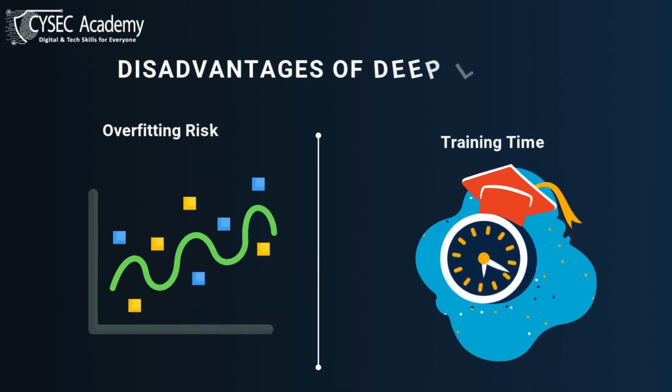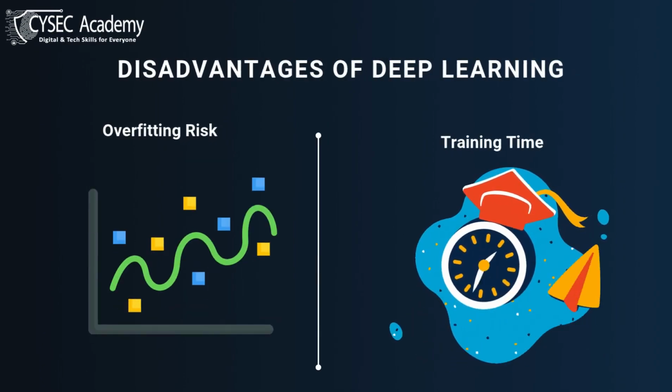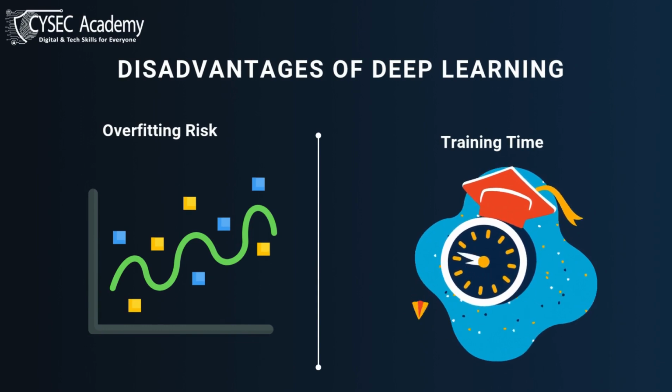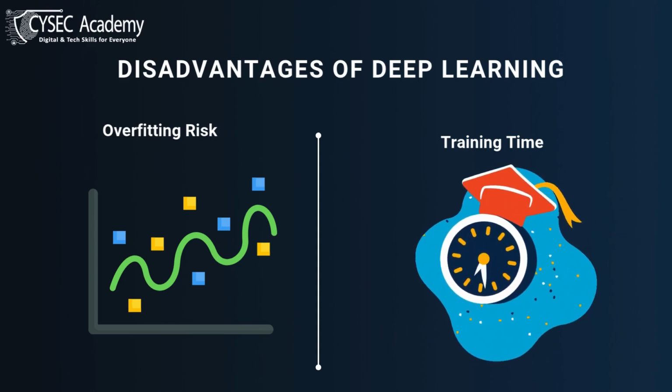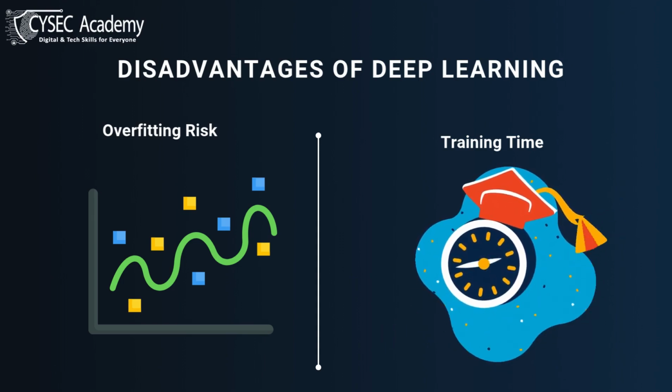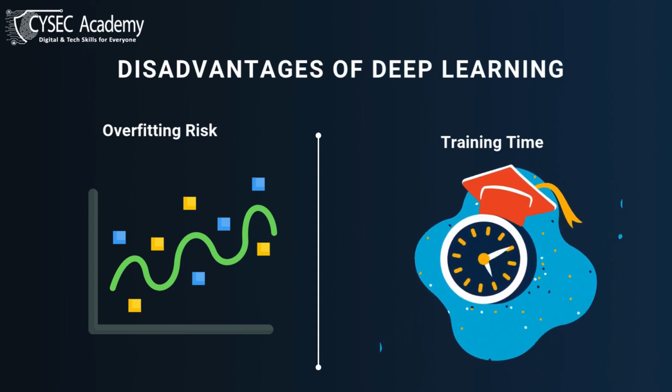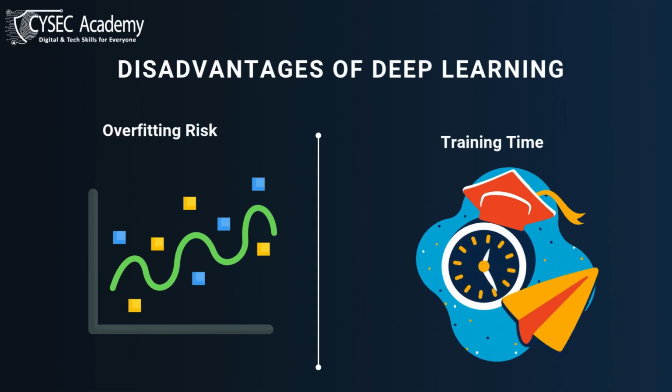3. Overfitting risk. Deep learning models with many parameters are prone to overfitting, especially when trained on small datasets. 4. Training time. Training deep learning models can be time-consuming, requiring hours or even days to converge, depending on the complexity of the model and the size of the dataset.